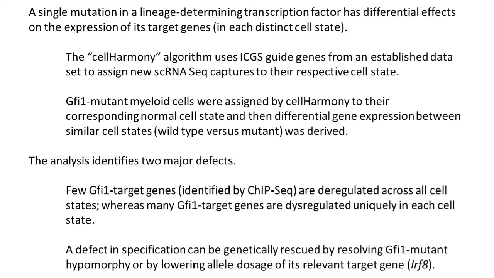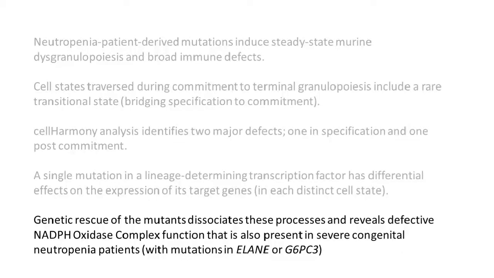We also highlighted the power of the cell harmony algorithm and its importance in making these conclusions. Importantly, our analysis identified two separate defects in granulopoiesis. The first is a problem with granulocytic specification due to deregulation of IRF8. However, there's a second post-commitment defect that cannot be rescued by lowering IRF8 allele dosage. We next turn to uncovering the cause of these post-commitment defects.